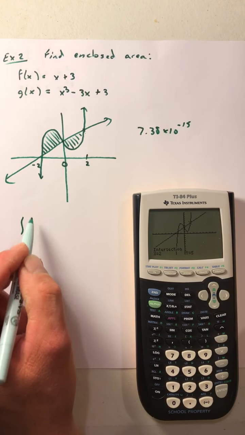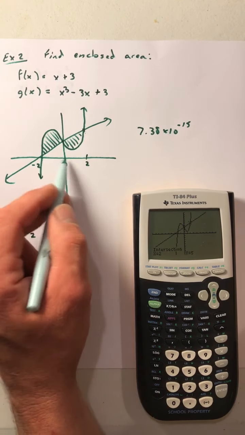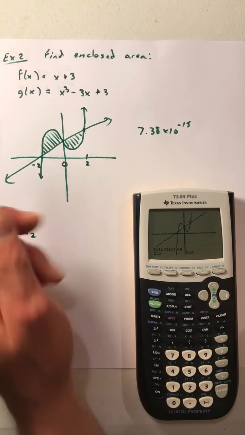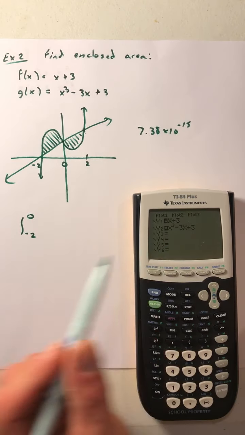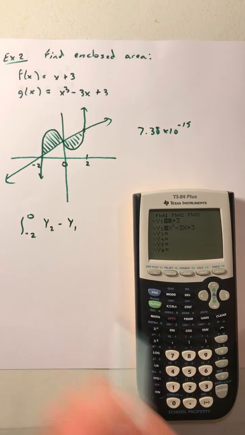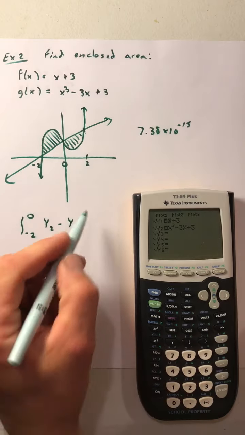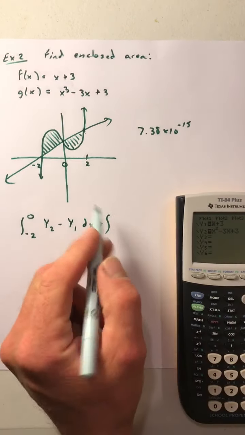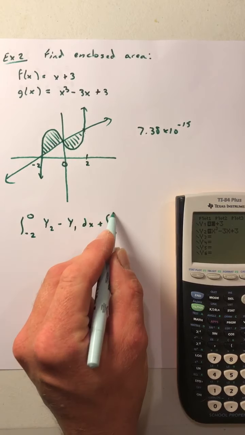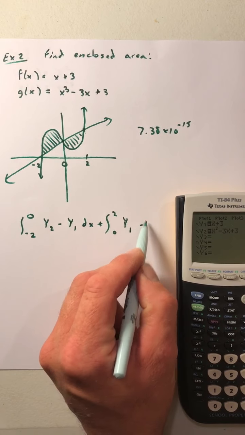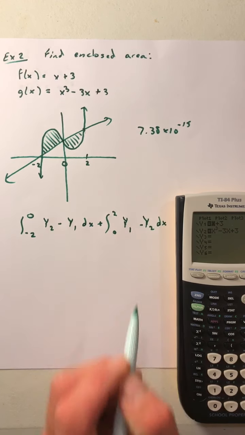So what's this look like? Well, we have -2 to 0. Our top curve was that g of x. Remember, I put that into my y2. So I have y2 minus my bottom curve, which is y1 dx. And to that, I'm going to add the integration, now going from 0 to 2. My top curve now changes to y1 minus y2 dx.